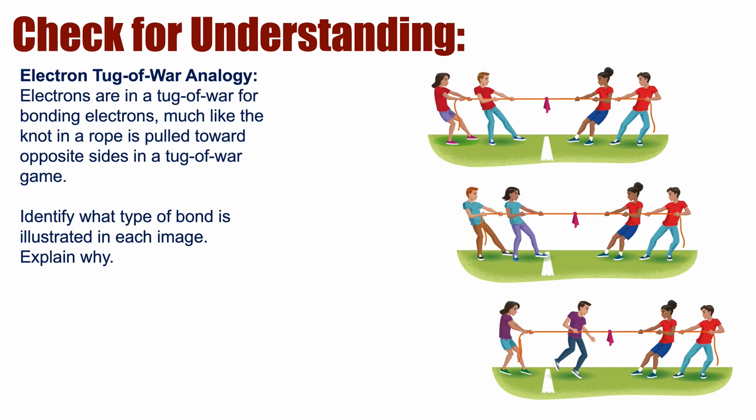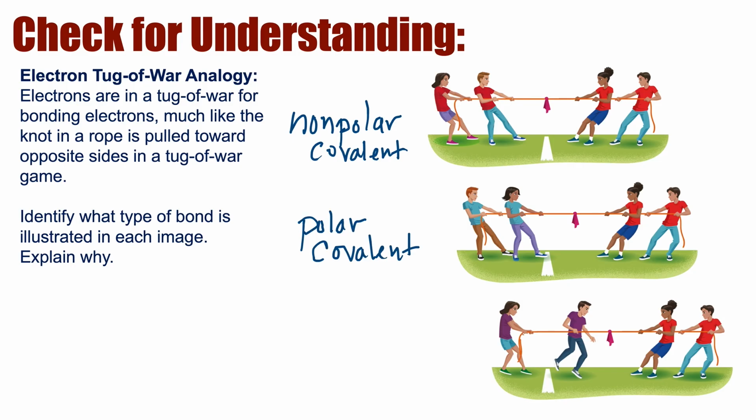So what I want you to do is look at these three images and identify which image would represent nonpolar covalent bonding, which image would represent polar covalent bonding, and which one would represent an ionic bond. So the top one would be a nonpolar covalent bond, because you can see they're sharing back and forth equally. The next one would be a polar covalent bond, because they're being shared unequally back and forth. And finally, that last one would be an ionic bond, because you can see there was a complete transfer occurring.